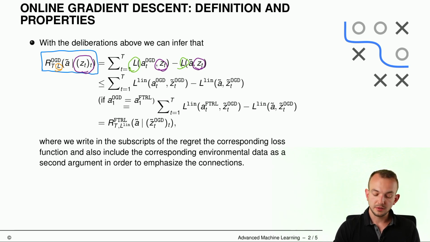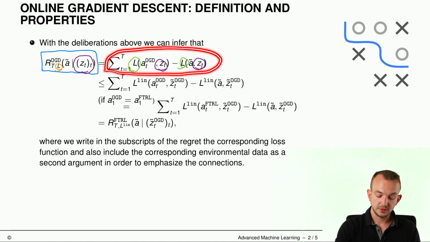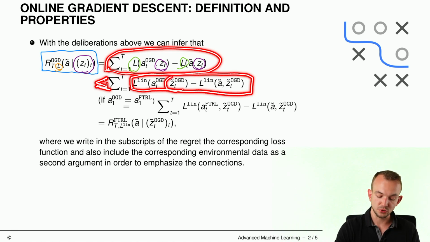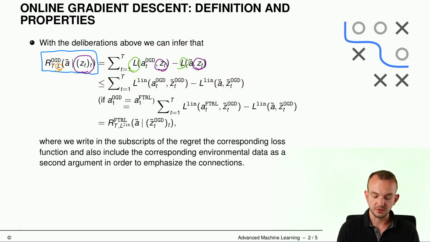Now, our linearization of the convex loss function tells us this is upper bounded by the linear loss function if we make the substitution with the environmental data points, namely we substitute the gradients evaluated at the most recent points, the current action and the current environmental data point. So what we are doing here, we are changing first of all the loss function.